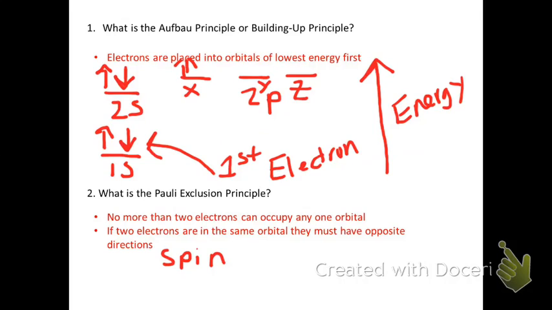All right? And so what I've done is I've followed two rules, two principles: the Aufbau principle and the Pauli exclusion principle. Again, the Aufbau principle is I put electrons in the lowest energy orbitals first, fill them up, and then move to the next one, and so forth. And with the Pauli exclusion principle, I can only have two electrons in an orbital, and they must have opposite spins or directions, right?